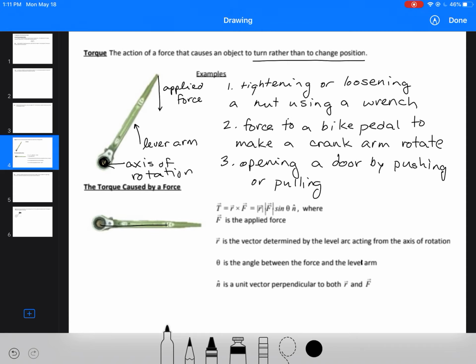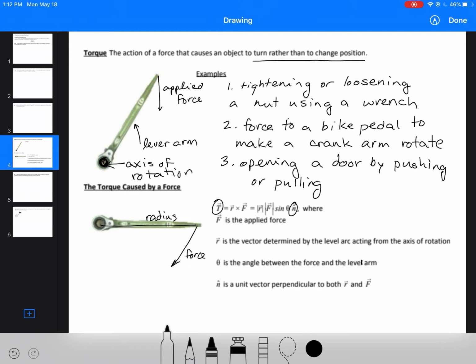So here's another example. We have our radius and our force. So we've got our radius and then our force, which is actually tangent to the circle that's created. So we can use the cross product to figure that out. We have T to represent torque is R cross F, or RF sine theta in the direction of the normal.